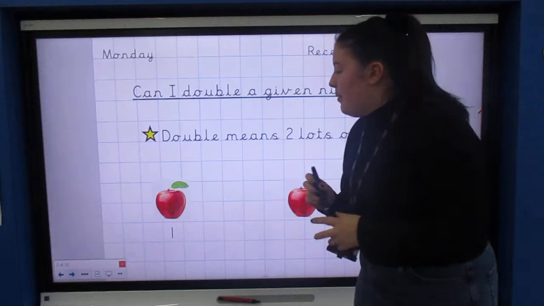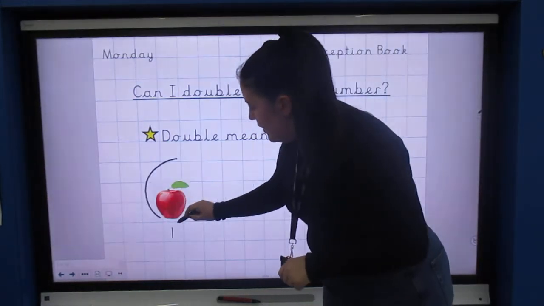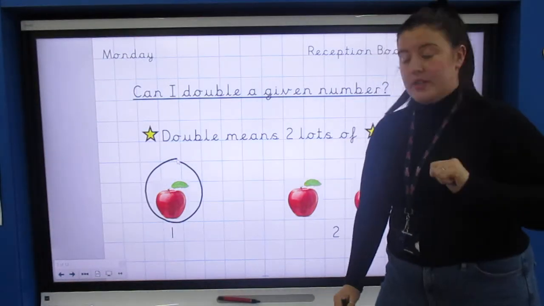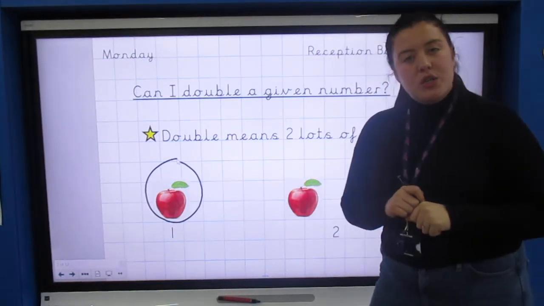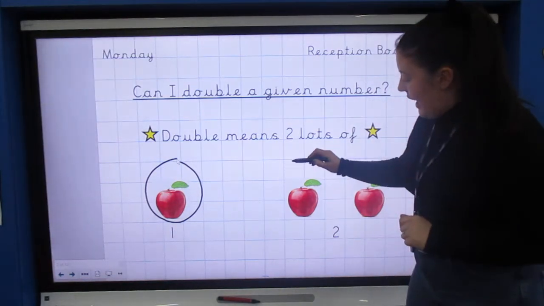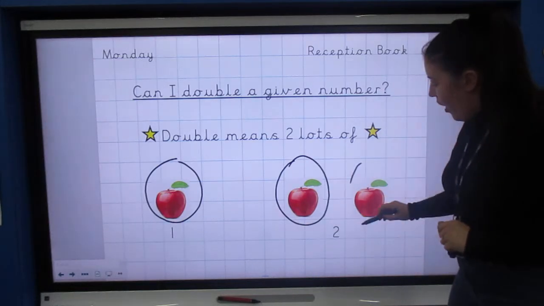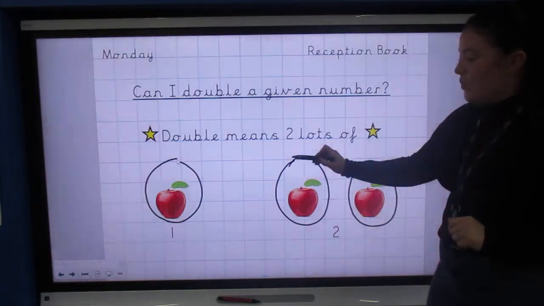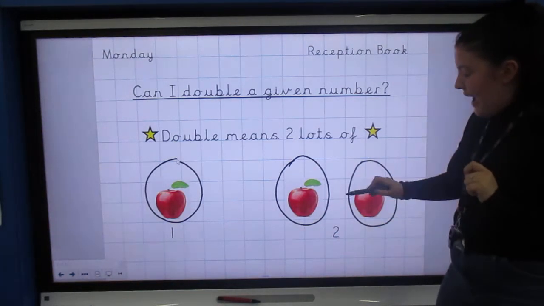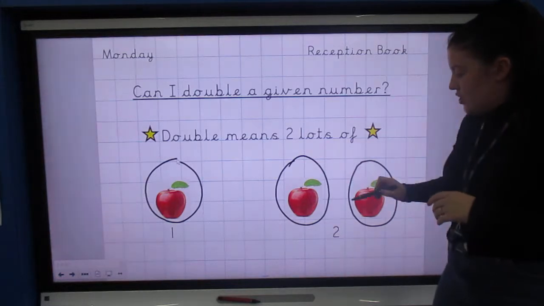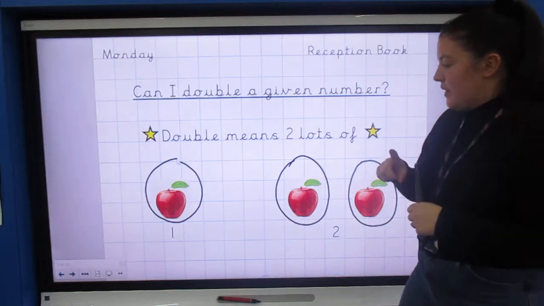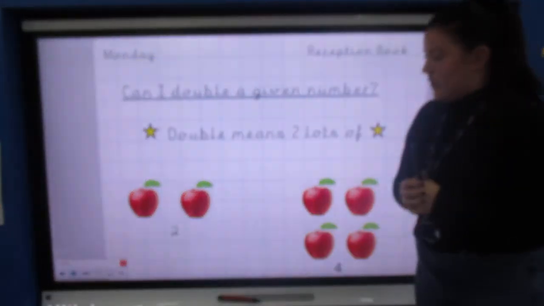Over on this side of the board, I have got a picture of an apple. How many apples can you see here? 1. Well done. 1 apple. Now if we double the number 1, we need to add another 1, because then we'll have 2 lots of 1. So in this circle we've got 1 apple, and in this circle we've got 1 apple. How many have we got all together? We've got 2. So double 1 is 2. Well done.